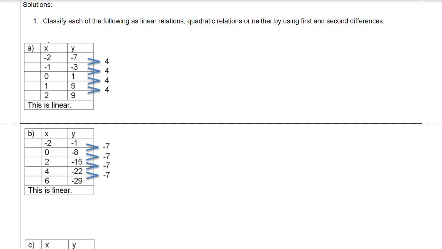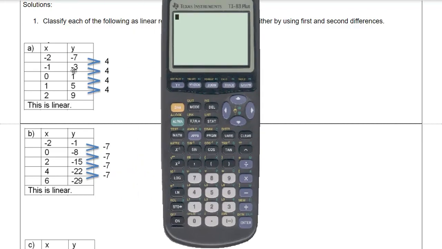So the first one here, I'm going to bring my calculator over here to do it. So we want the change from -7 to -3, and you should always notice the x values have to be changing by the same amount. So -2 to -1, 0, 1, 2, they're going up by 1, so that's what you want. You can't have them skipping different numbers of values.